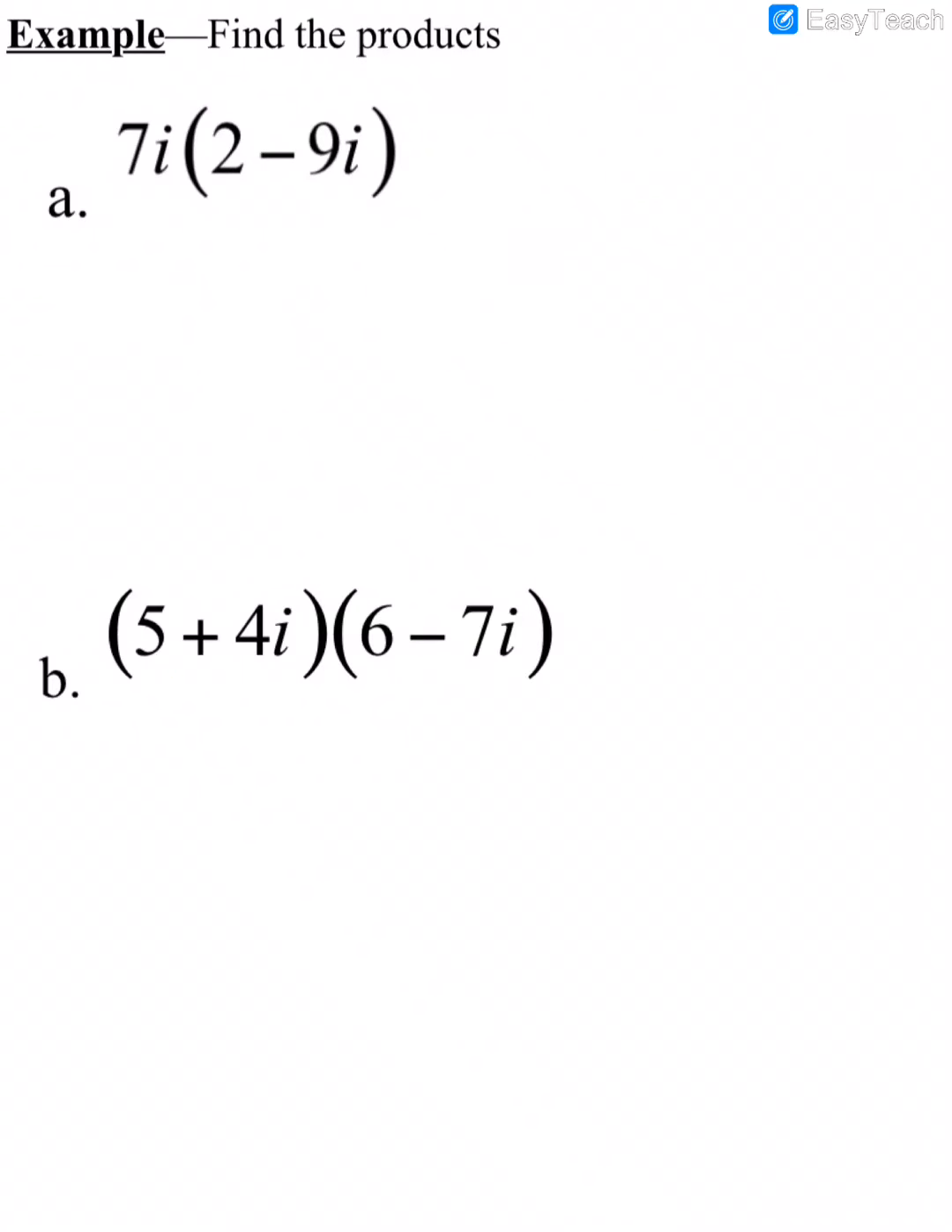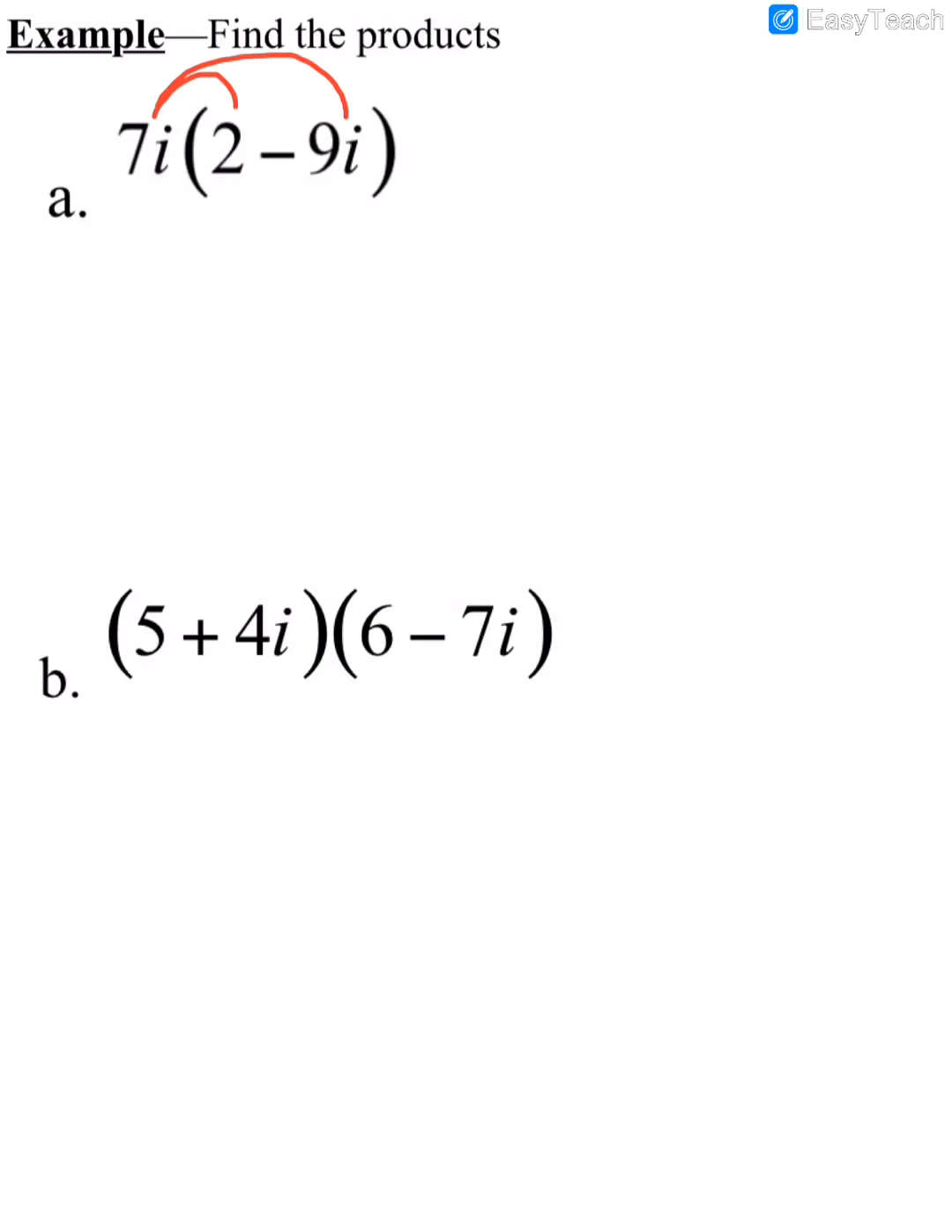Multiplication of complex numbers is performed the same way as multiplication of polynomials. We do this by either distributing or using the FOIL method. Alright, let's find the products. In this first example, we have 7i, and it's being multiplied times the binomial 2 minus 9i. So I'm going to distribute 7i to both of those terms in the parentheses.